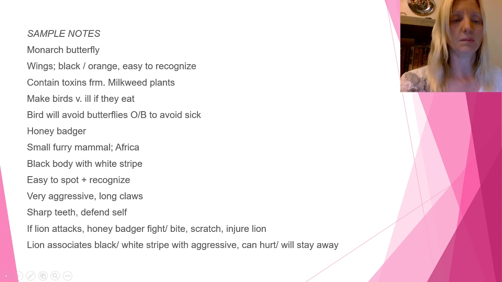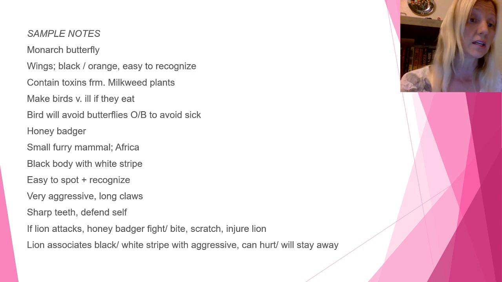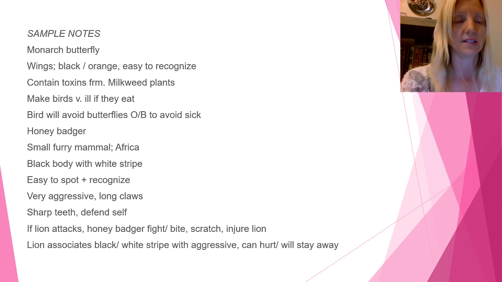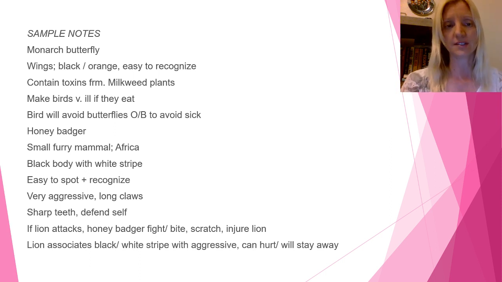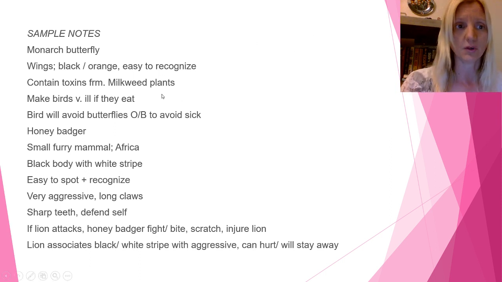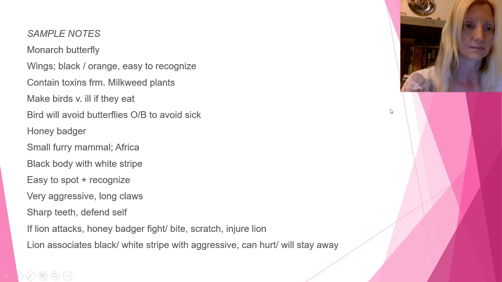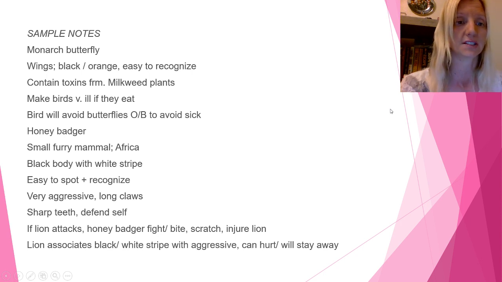Now, these are my sample notes, and again, these make sense to me. But again, in 6 months, they won't make sense to me. But since I just heard the lecture, I can definitely understand what they say. I know, for example, O/B means orange and black. Easy to spot plus recognize means easy to spot and recognize. And I can reconstruct this into my response. You can pause the video if you'd like to take a look at these notes.